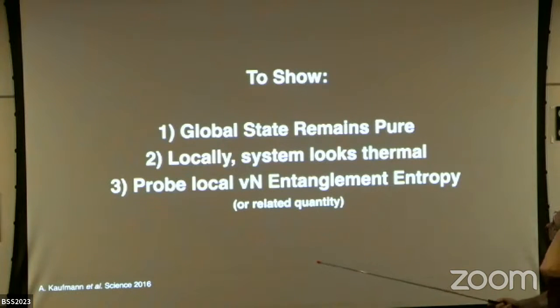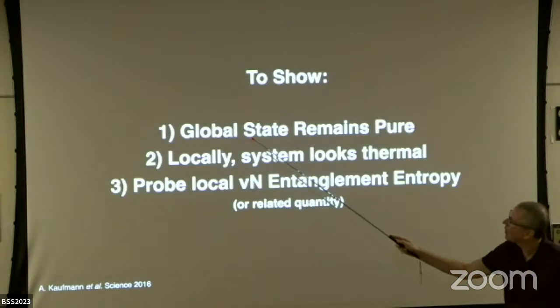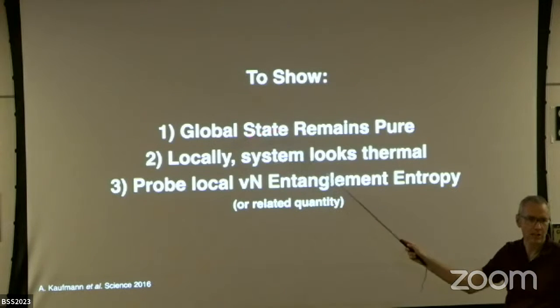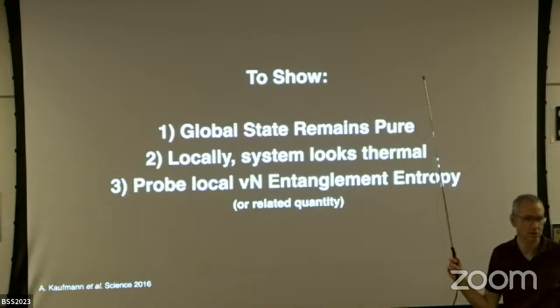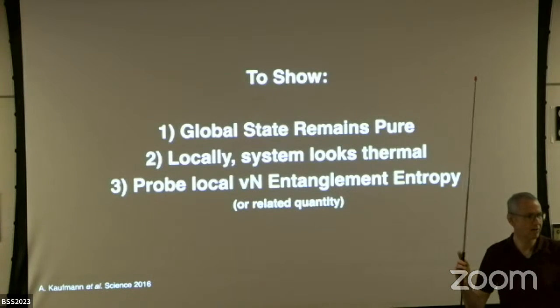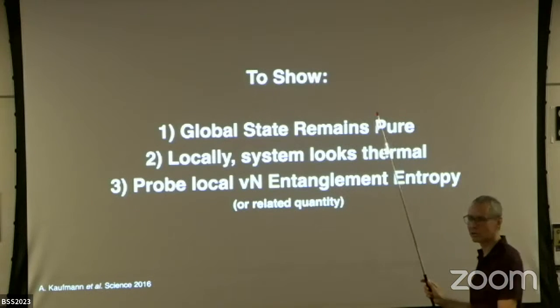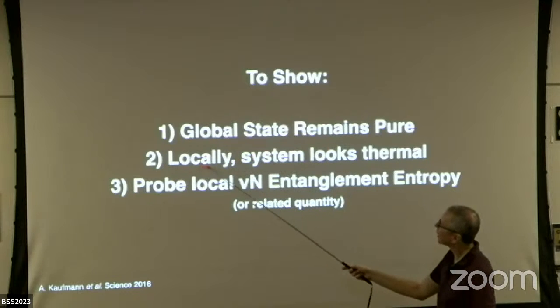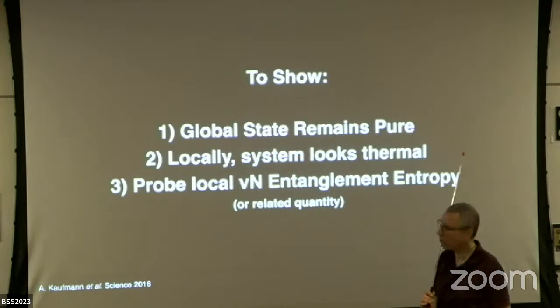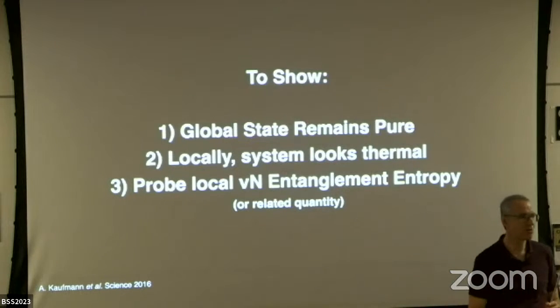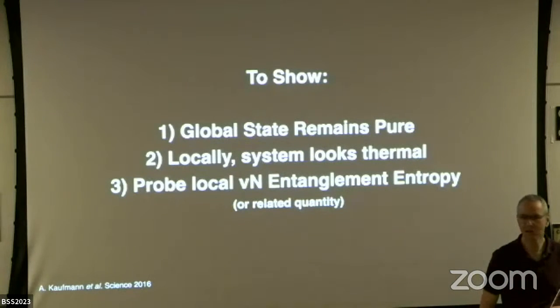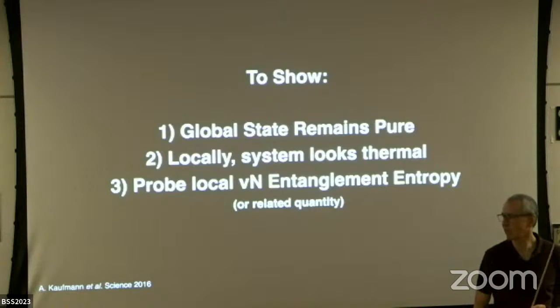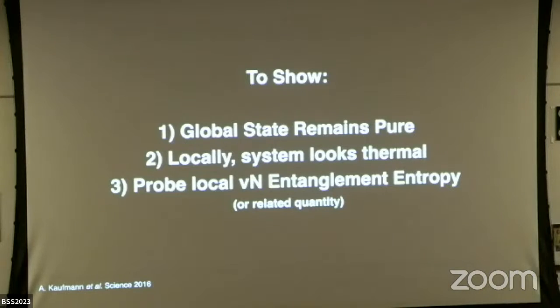When you want to show that something thermalizes, you want to show a couple of things, right? You want to show that the global state remains pure, that you're not coupling somehow to the environment, because we want to have an isolated quantum system. We want to show that the system locally looks thermal. And ideally, we also want to probe this von Neumann entropy to show that it corresponds to the thermal entropy that we would expect from our different canonical distributions in the system.